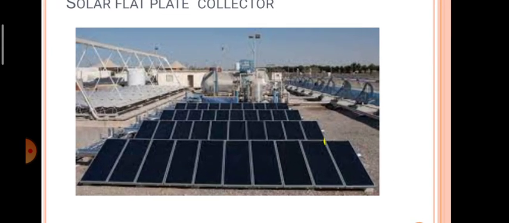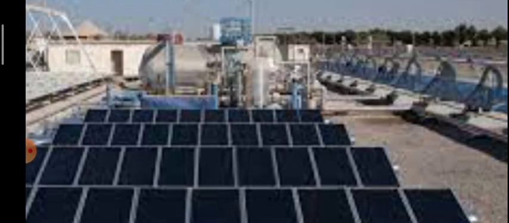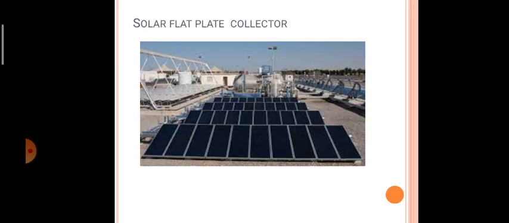This is a best example of a solar flat plate collector used for commercial purposes, where they require a large number of flat plate collectors arranged in a row. These rows are in turn connected to a very large container where the substance that is to be heated, whether it is liquid or gas, is maintained. The container can be seen in the picture just above the flat plate collectors.